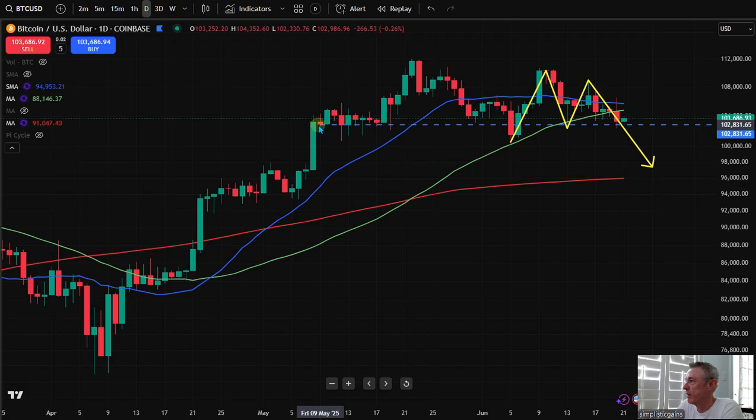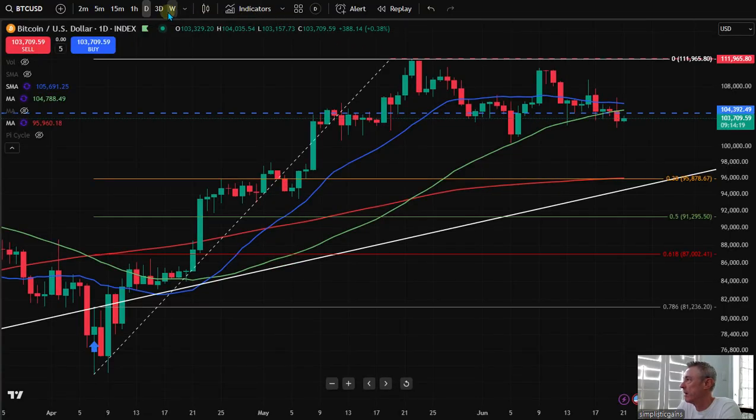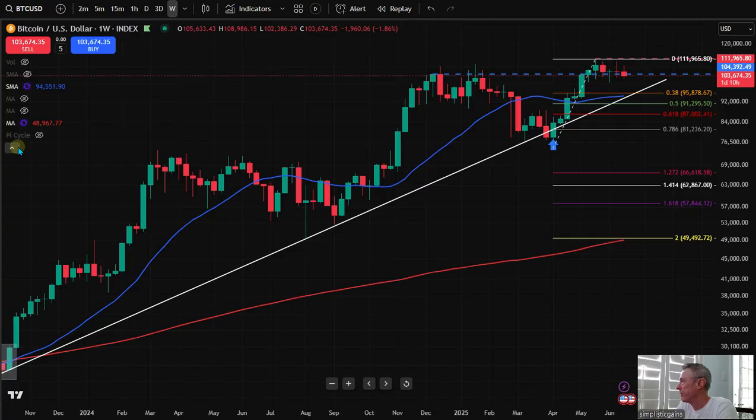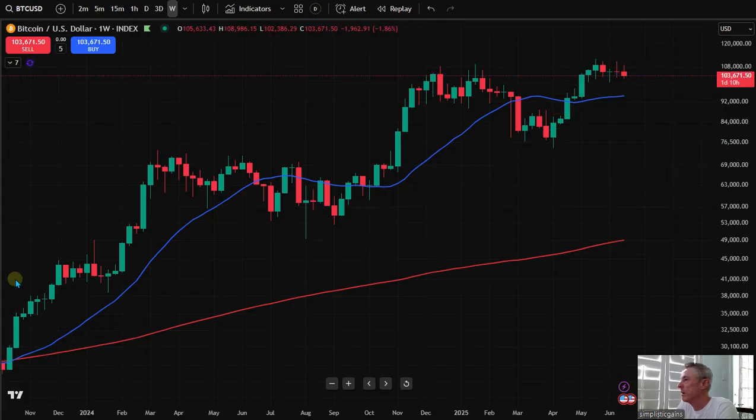What we try to do is play it like chess, look for two or three moves down the road. That's why we have this M formation cross path here. Then we look over here, see our previous support resistance, see if that's going to hold, and so on and so forth. Okay, so let's go to the weekly chart. Let me take this stuff off so it's not confusing.